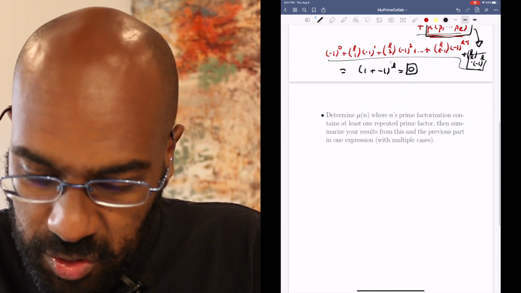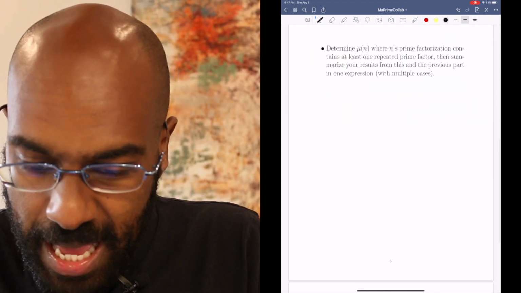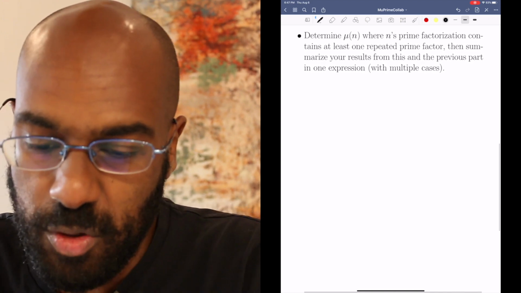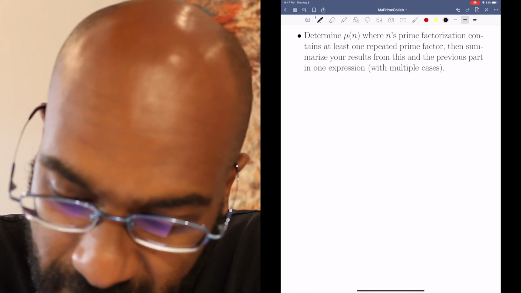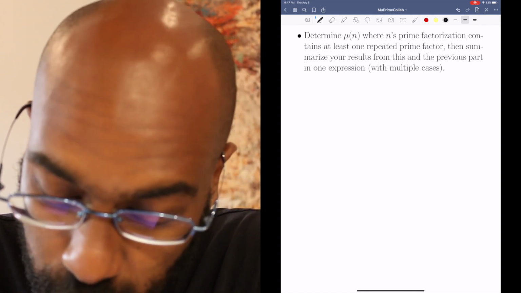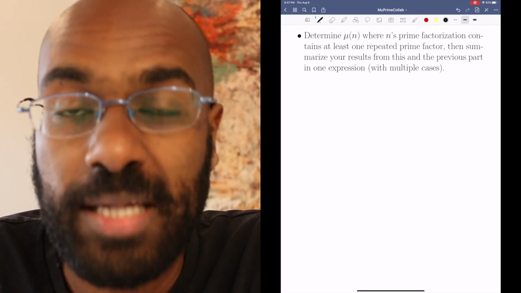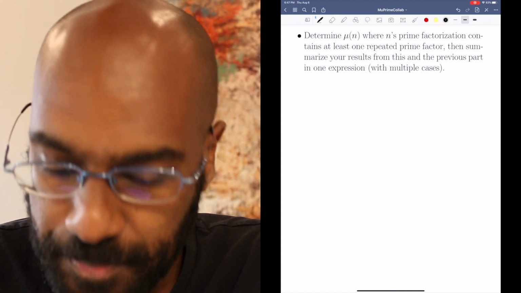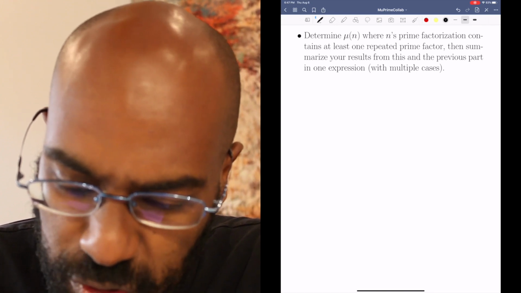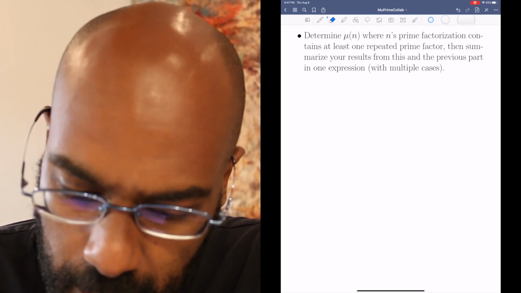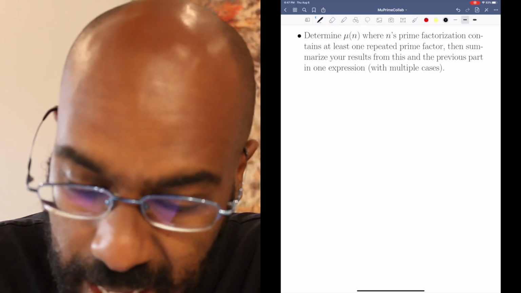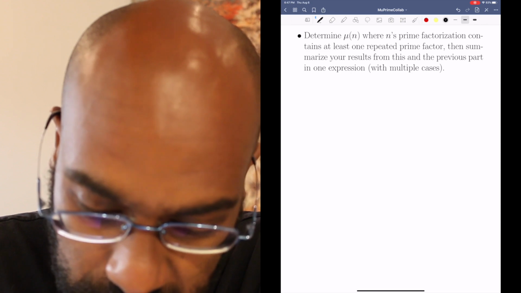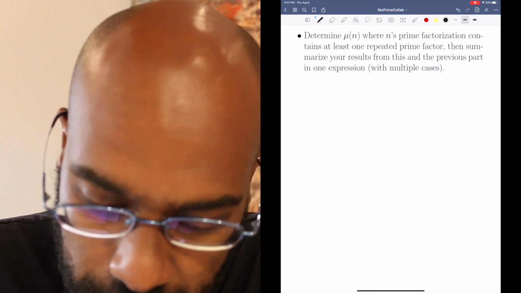The question that remains is how to determine what mu of n is in general. Here we have the statement: determine mu of n when n's prime factorization contains at least one repeated prime factor, and then summarize the results in general for what mu of n is for any integer n. We're going to prove something really interesting and surprising, that isn't necessarily the way one would go about this in a contest, but it's a really interesting phenomenon, number theoretically.